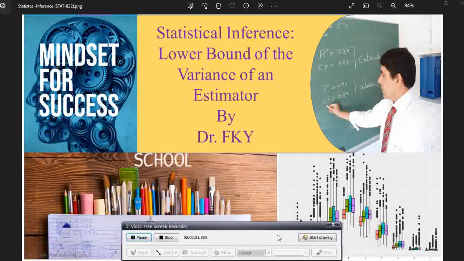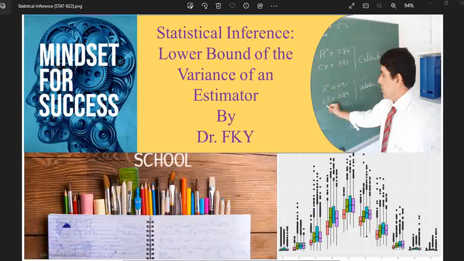Guys, in this video tutorial I would like to explain how we can find the lower bound of the variance of an estimator. Normally we say that the estimator which has less variance is better, but we don't know how much less that variance can be. What is the lower bound of the variance?